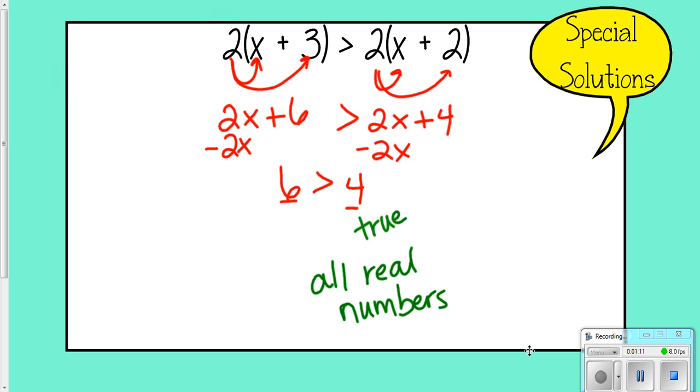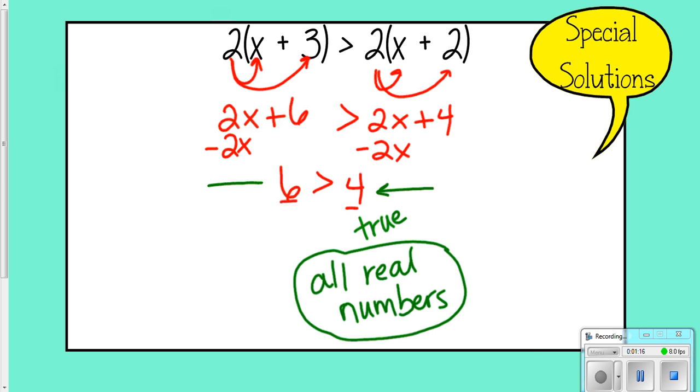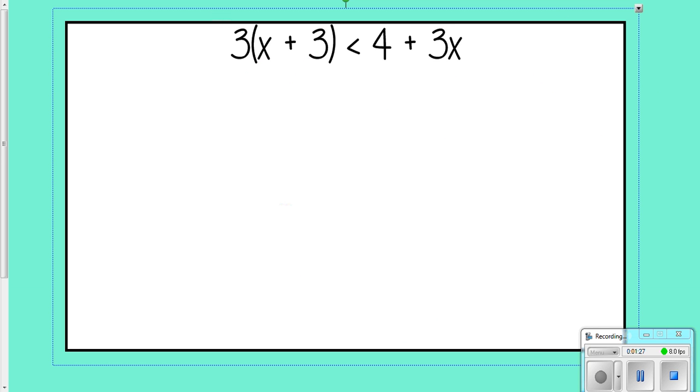So the thing that's weird about inequalities is that when you get two different numbers here, that does not necessarily mean that it's automatically no solutions. Okay, you really have to look and see if it's true or false. In this case, it is true, so it is all real numbers. So let's do another one.